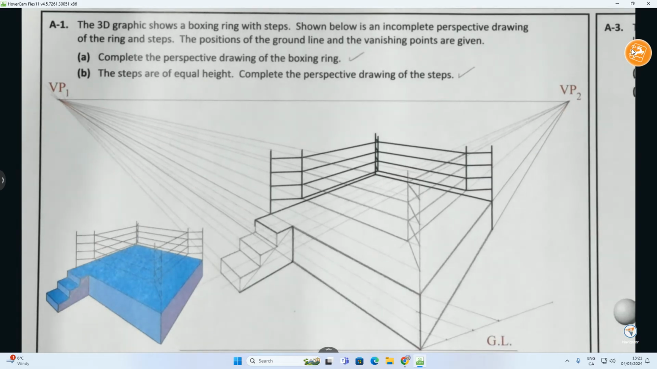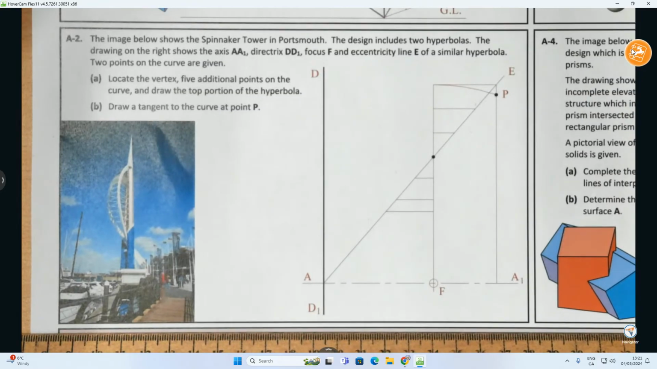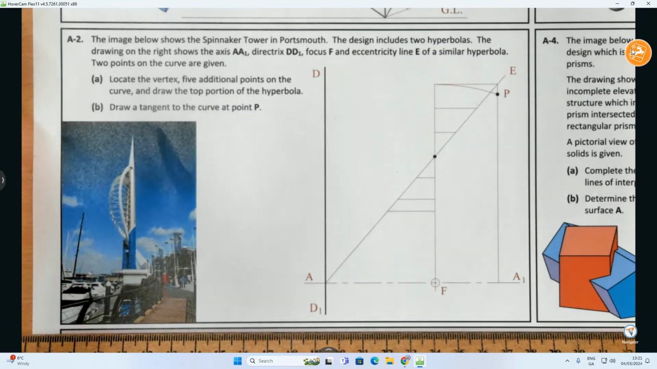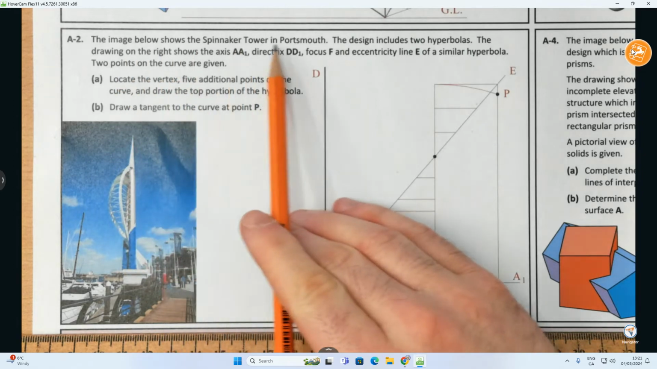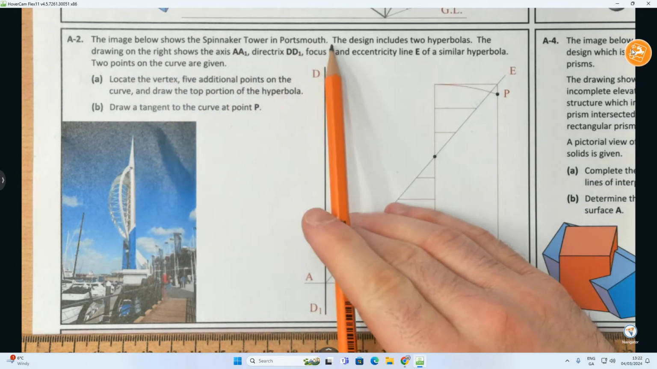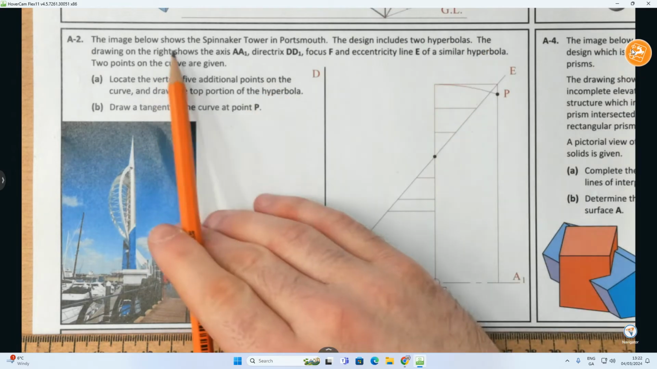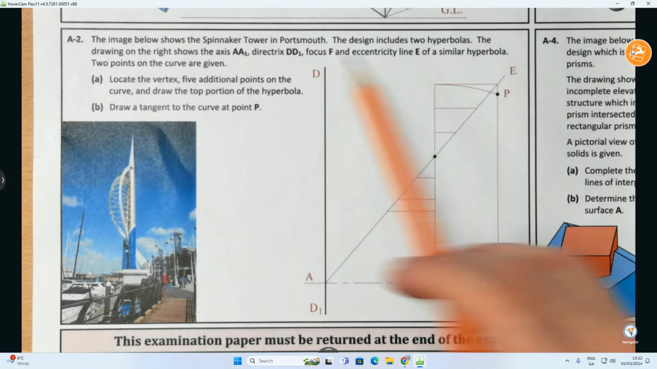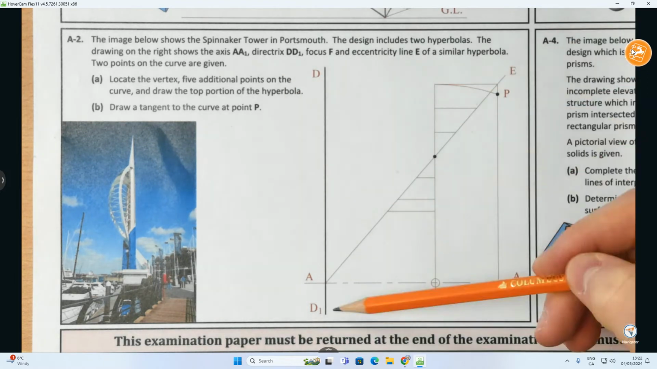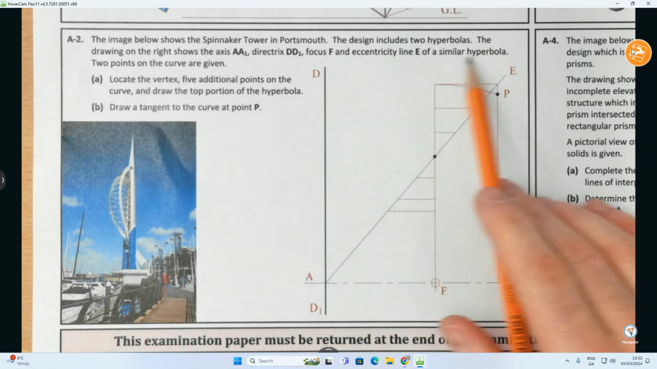Now what we're going to do is move on down to section A2. So, this question here, it says the image below shows the Spinnaker Tower in Portsmouth in the UK. The design includes 2 hyperbolas. It says here the drawing on the right shows the axis AA1, so we've got an axis line AA1. It also gives us the directrix DD1. It gives us the focus here and eccentricity line E of the similar hyperbola.